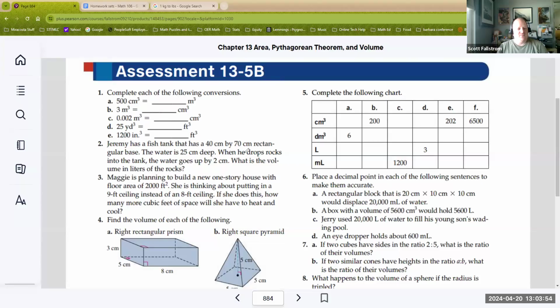Question 2, Jeremy's fish tank is 40 by 70. It's rectangularly based. The water is 25 centimeters deep. When he drops rocks into the tank, the water goes up by 2 centimeters. Remember, it's like 2 centimeters, but it's across the whole tank. So think about that volume as being the base, which is that area, times that height of 2 centimeters. And then you can convert that to the volume in liters. Remember, 1 cubic centimeter is the same as 1 milliliter. Okay, that would be my hint there.